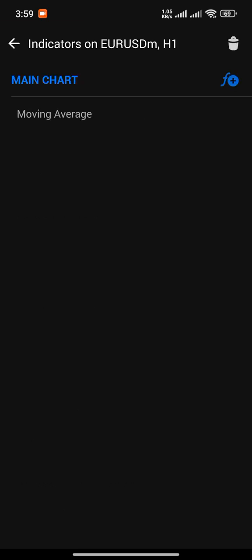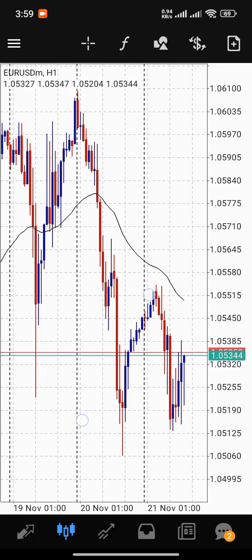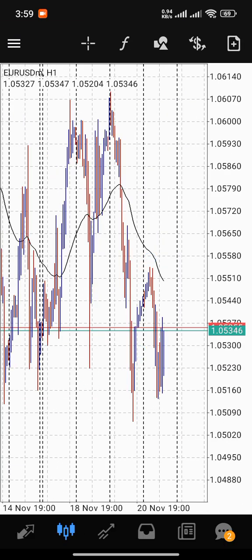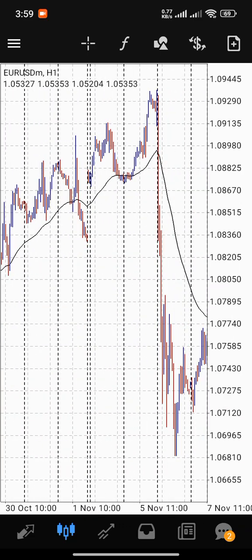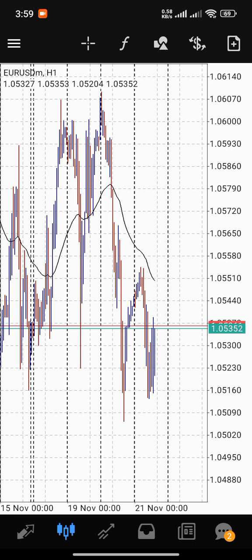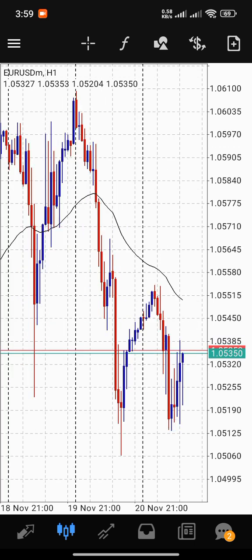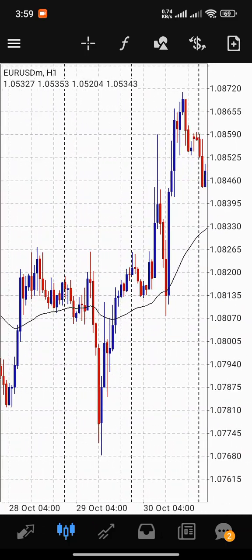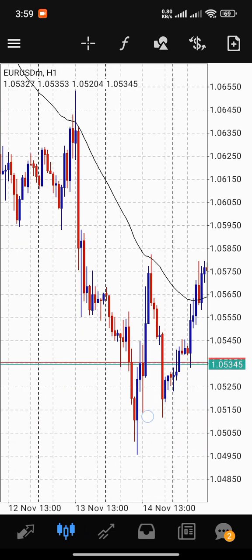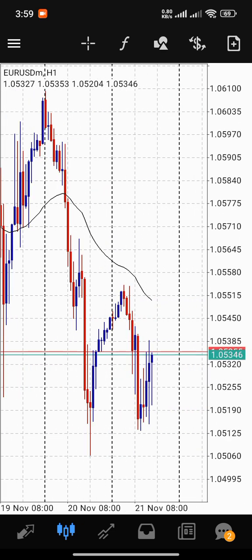Okay, I believe I added a moving average, right? So how do we use moving average now? All right, so remember this is a trend indicator, and don't forget guys, that's why it's called an indicator, because it follows the trend. It follows the trend wherever it goes. It follows the market. So it's not static, it's dynamic, which means it follows the chart. Wherever the chart stops is where it stops.